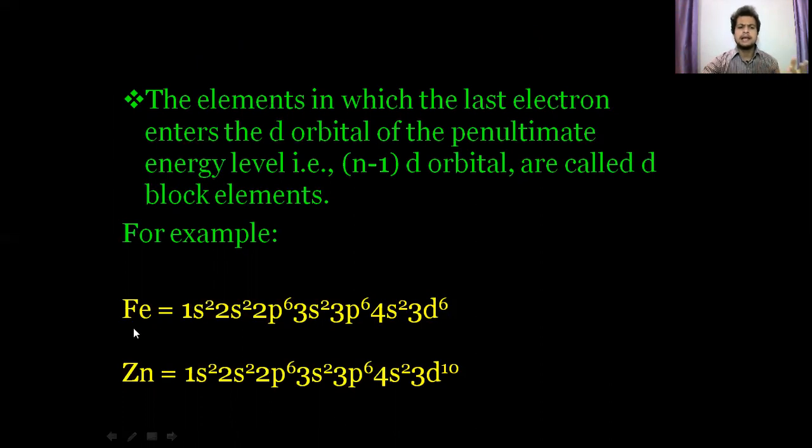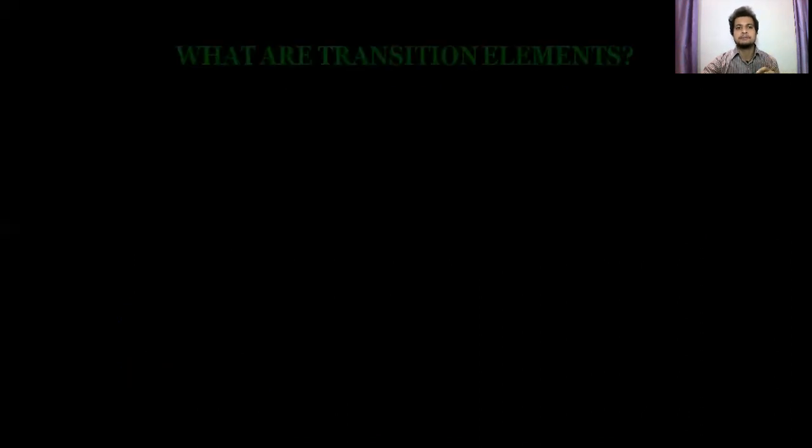For example, Fe: 1s2, 2s2, 2p6, 3s2, 3p6, 4s2. See, 4 is the last shell, and what we are filling is 3d, n minus 1. Like zinc: 1s2, 2s2, 2p6, 3s2, 3p6, 4s2, 3d10. See, 4, then you are coming to 3. That is why we say n minus 1 d orbital. You are filling the d orbital of the penultimate energy level.